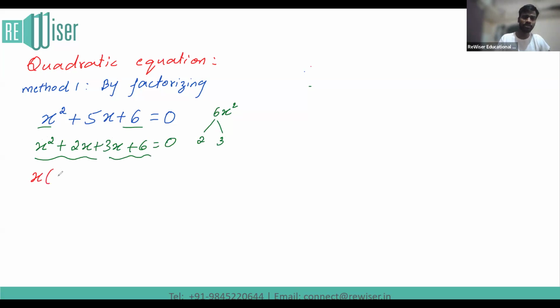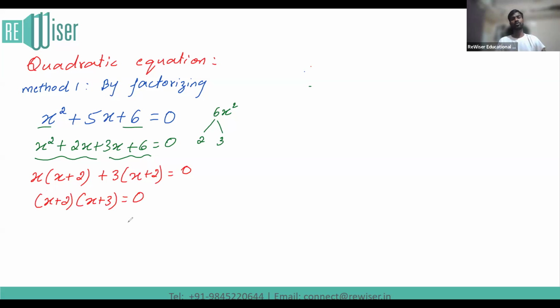If I take x common out, I'll be left with x plus 2. And again, I'm factorizing: if I take 3 common out, I'll be left with x plus 2 again. Among these 2 terms, I can take x plus 2 common, so I'll be left with x plus 3, and this equals 0.